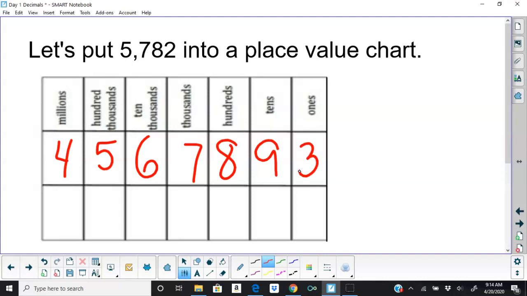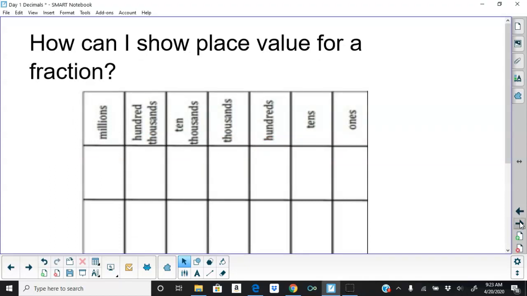So, thinking about place value and whole numbers is very easy. We've been doing that since kindergarten. We know our place value. We know the value of our digits. But what if I said, how can I show place value for a fraction? So what if I had the fraction 2 tenths? And I want to put that on a place value chart.